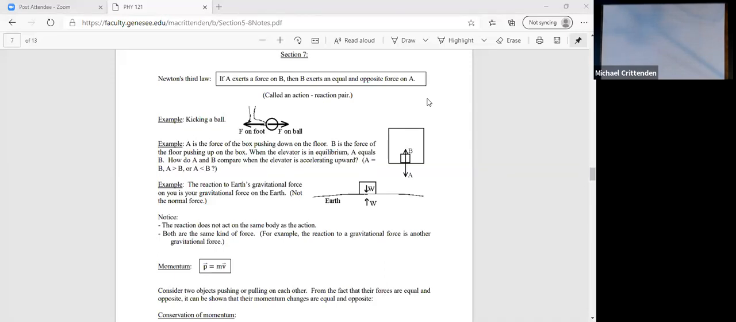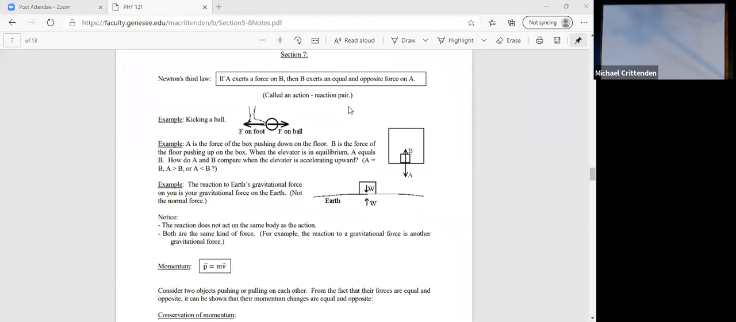But anyhow, anytime there's forces, it's two objects pushing or pulling on each other. And that phrase, on each other, kind of is what the third law is all about. It's worth keeping in mind. So they're called an action-reaction pair. The two forces are, for every action, there's an equal and opposite reaction.